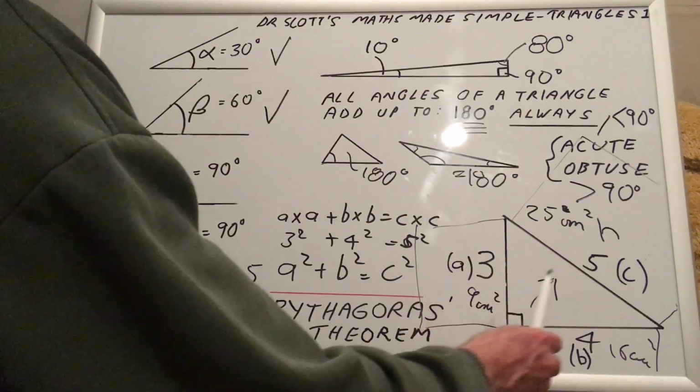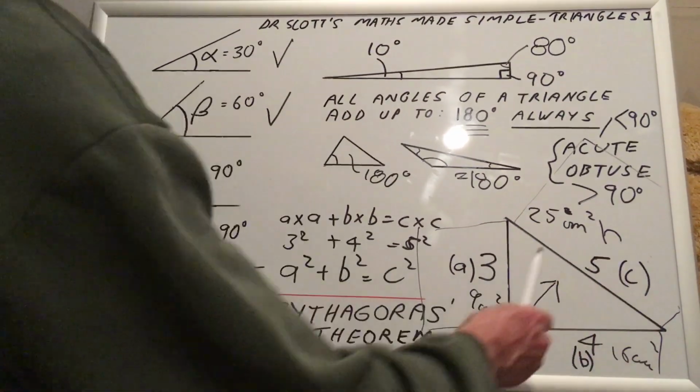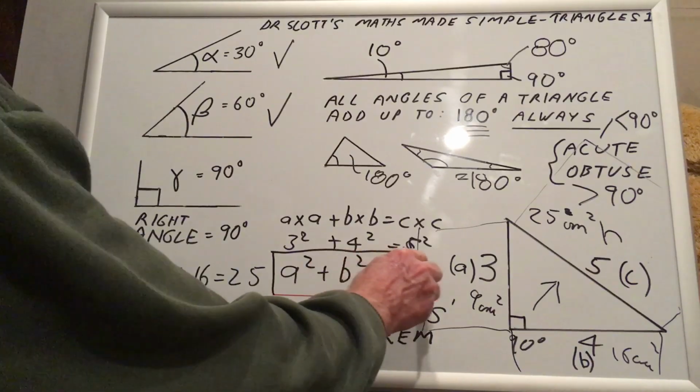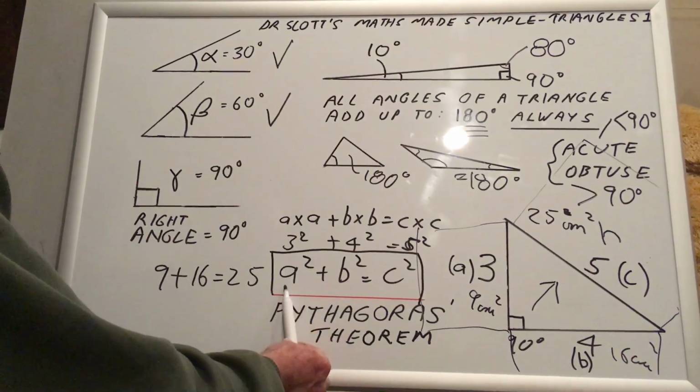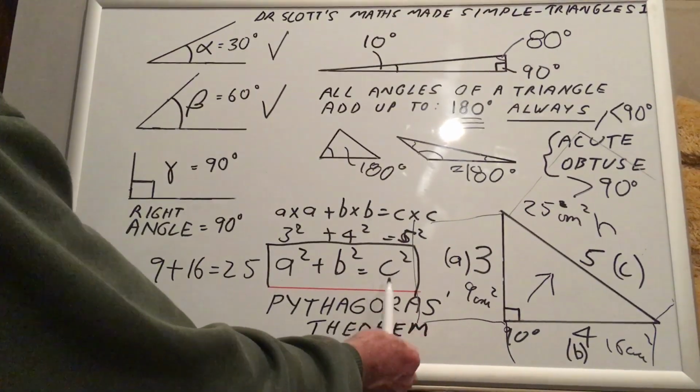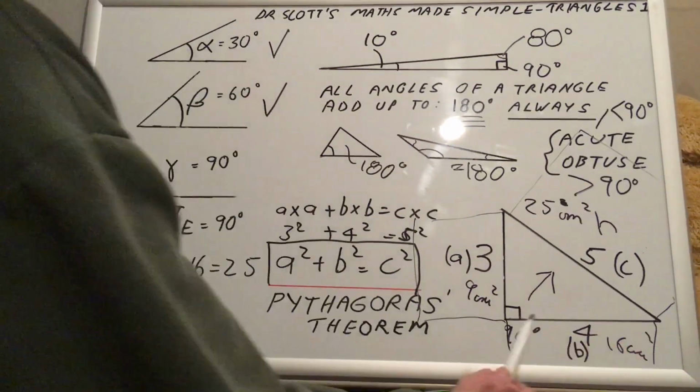So A squared plus B squared equals C squared. And this is his theorem here. You can see it here. I've just written it there for simplicity. A squared plus B squared equals C squared, where C is the hypotenuse, or the longest side, that's always opposite the right angle.